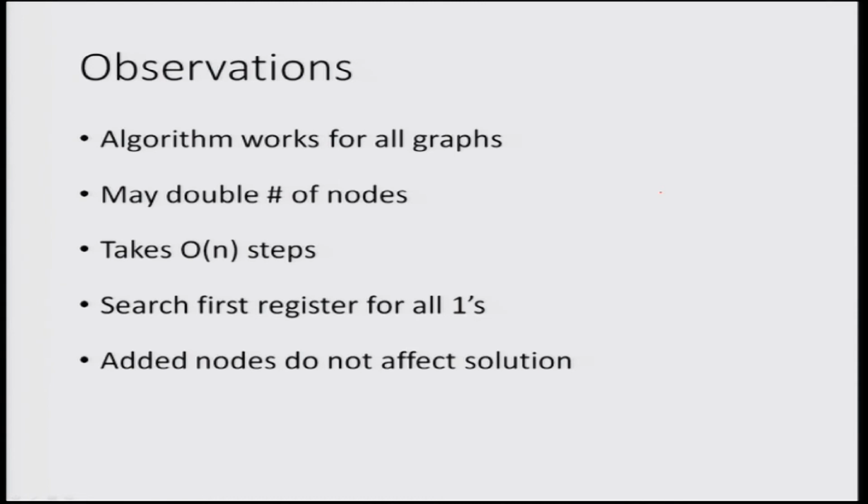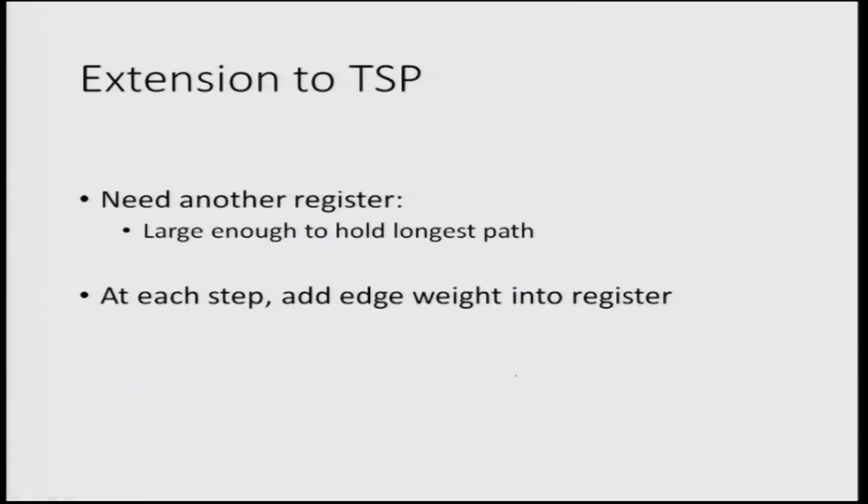So, the algorithm works well for all graphs. It may double the number of nodes, but it takes order n steps. When we search the first register for all ones, the added nodes do not affect the solution. So, these are the key observations for this operation.